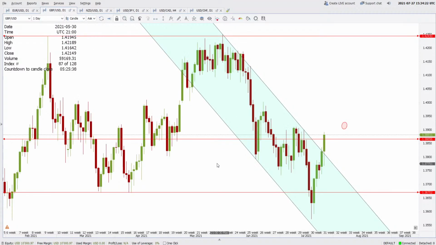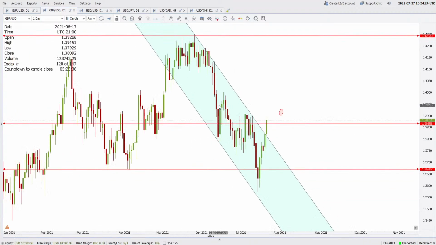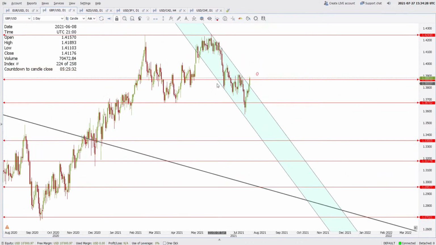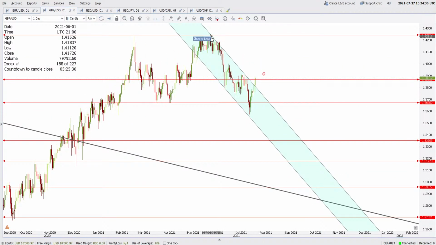Now we switch it to candles, and we see that when the price was making higher highs and higher lows, it failed to make a higher high here.